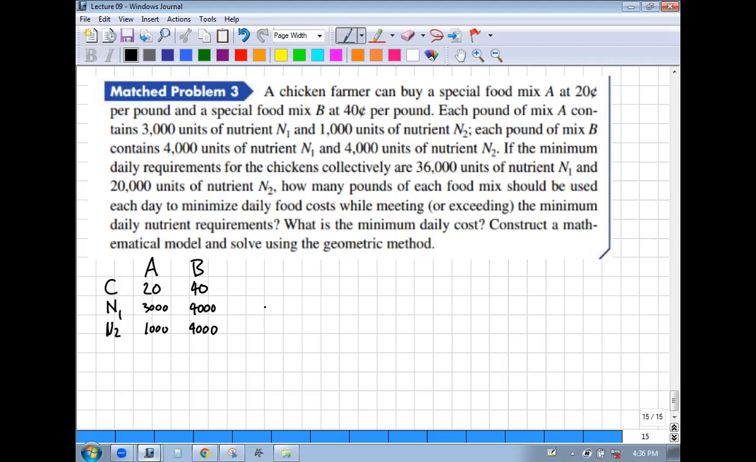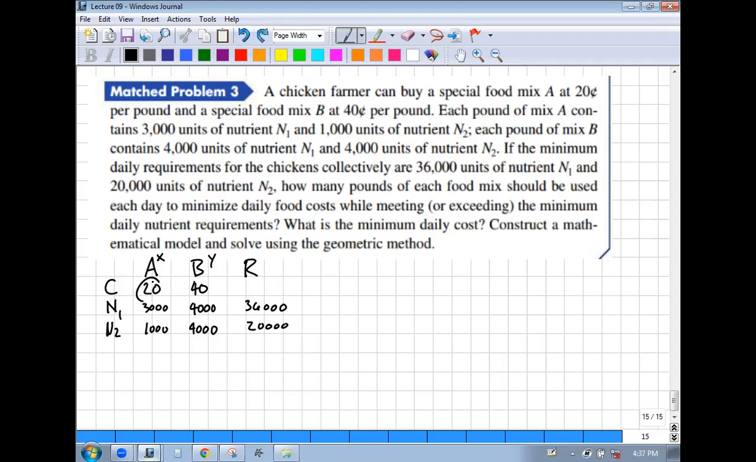If the minimum daily requirements are collectively 36,000 units of N1 and 20,000 units of N2, how many pounds of each food mix should be used a day? So each food mix, the A and B are the food mixes. So let's call A our X and B our Y. And we need to find out pounds, all right? So these were pounds, right?